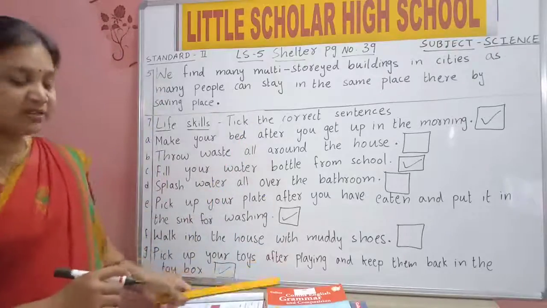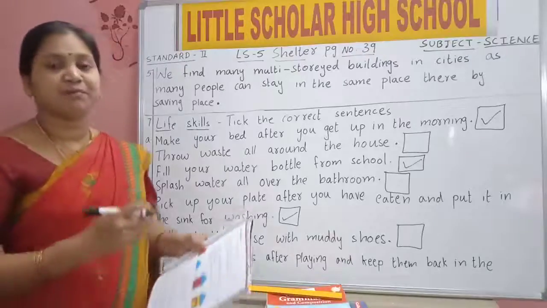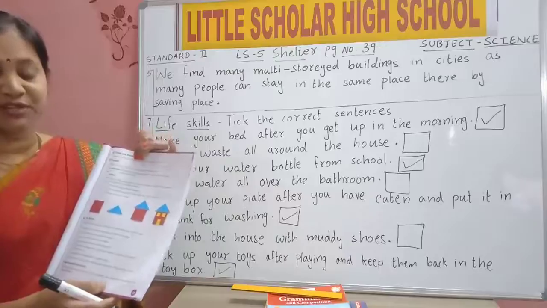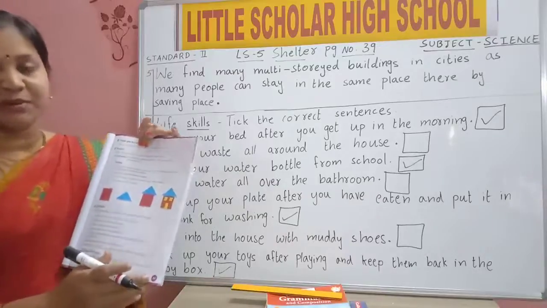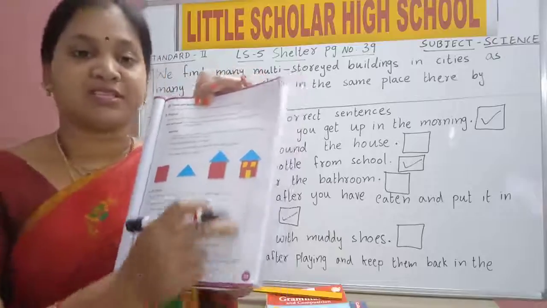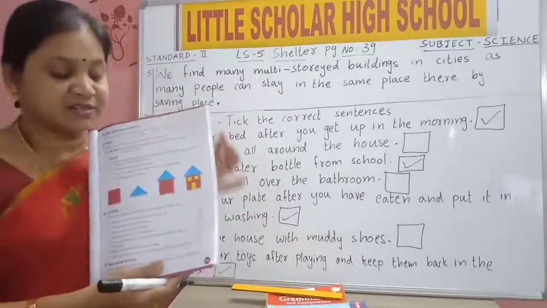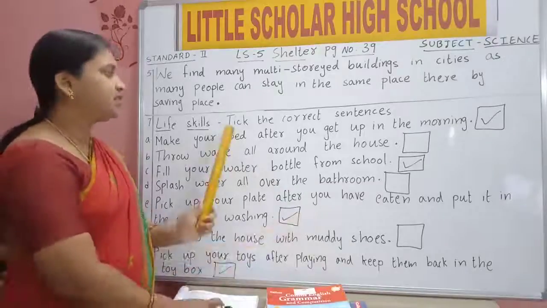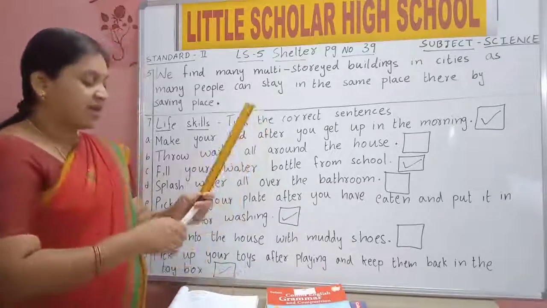Once again, shall we read these sentences? Now itself you will complete. When I am doing it on the board, you should complete your work, children. Put ticks. Page number 39. Here boxes are given. In these boxes, put ticks, children. Once again, I am reading. At that time, you should finish your work. Come on. Tick the correct sentences.